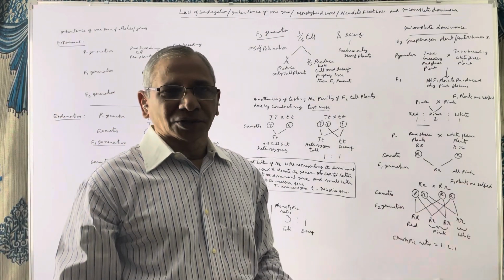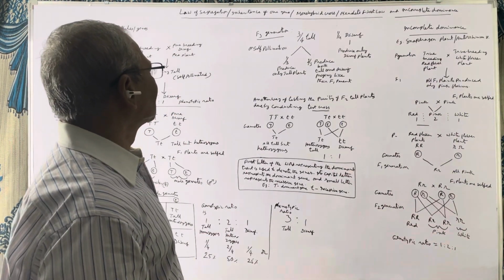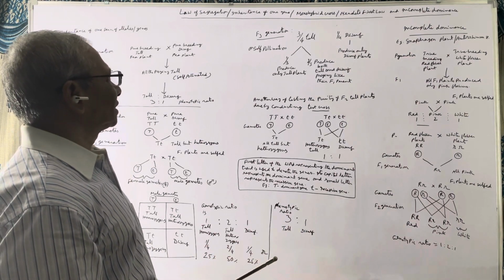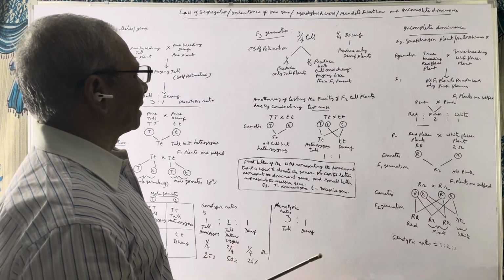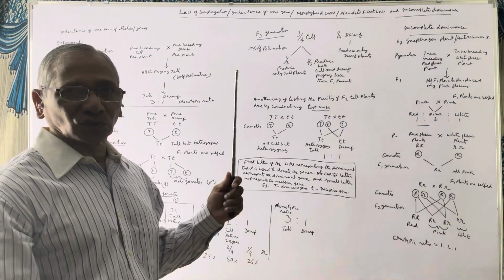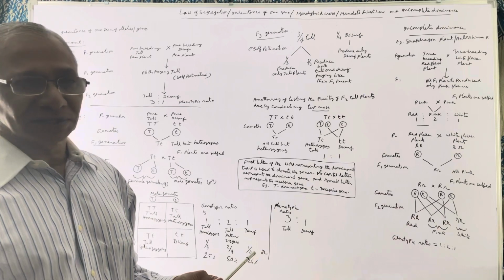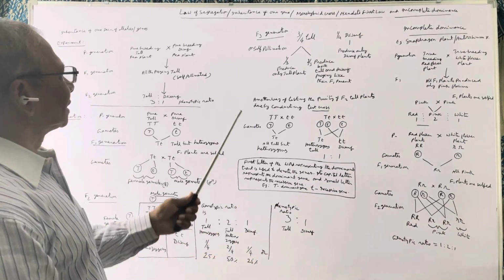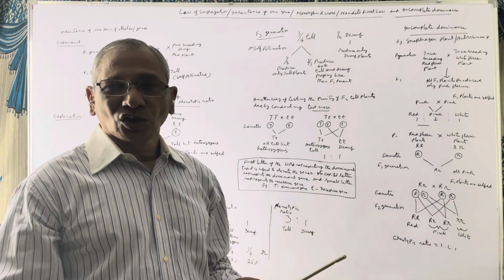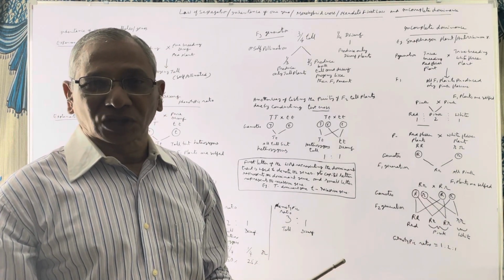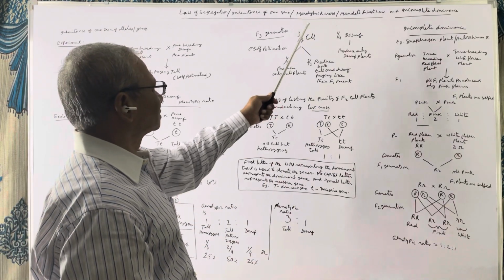Today I am taking up the topic law of segregation or inheritance of one gene, monohybrid cross, also known as Mendel's first law. All are one and the same. They represent the same experiment. It is known as monohybrid cross because only the inheritance of one pair of alleles is considered here. That's why it's called monohybrid cross.